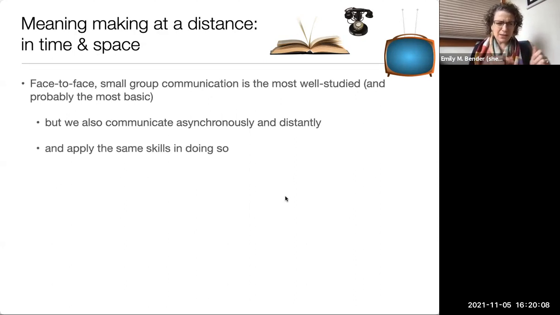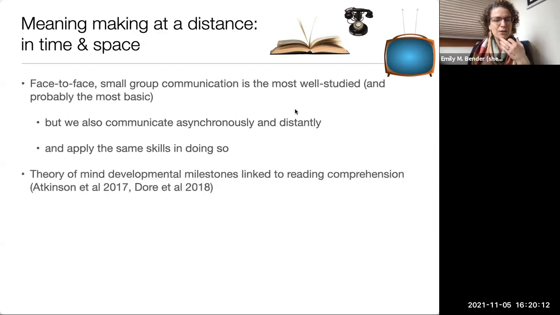And I went looking into the literature to find studies where people have looked into this in detail. And what I turned up was some work in the education literature that finds that developmental milestones in theory of mind are linked to reading comprehension. So kids' ability to actually understand written text, which is removed in time and space from the interlocutor, is correlated with where they are developmentally in terms of understanding minds of other people and how to model that.